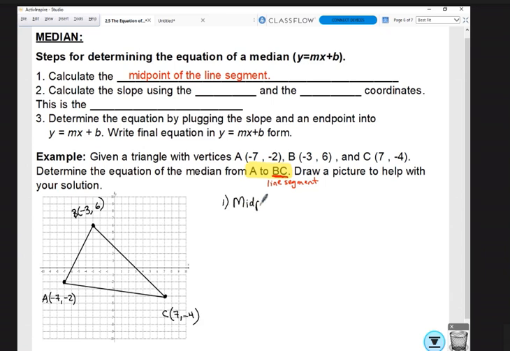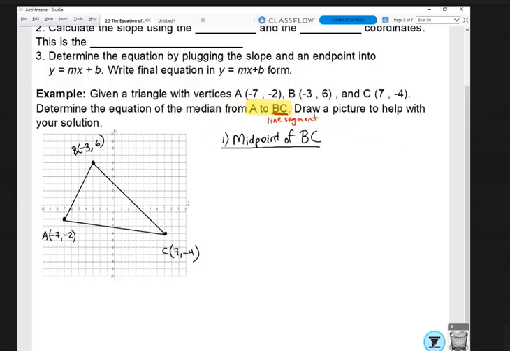midpoint of BC. Midpoint of BC is x1 plus x2 divided by 2, y1 plus y2 divided by 2. B and C. So -3 plus 7 over 2 and 6 plus -4 divided by 2.